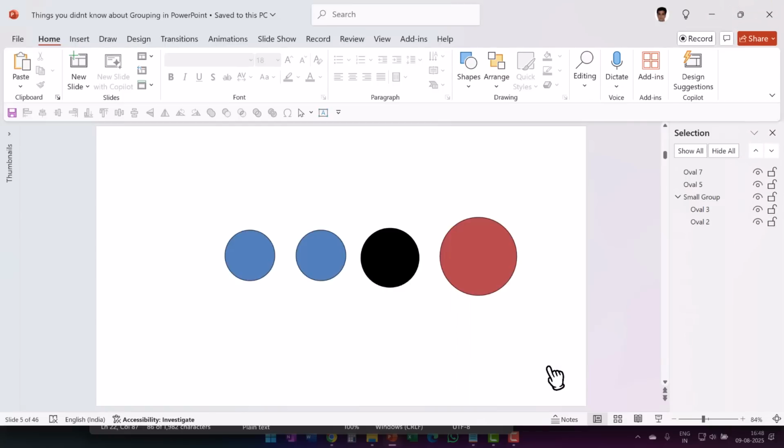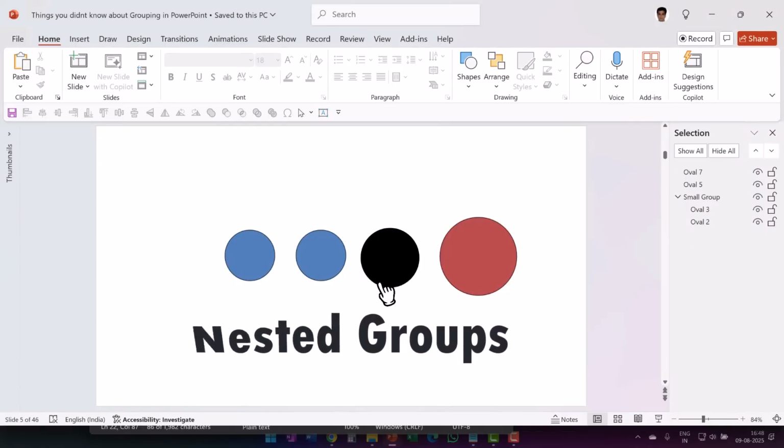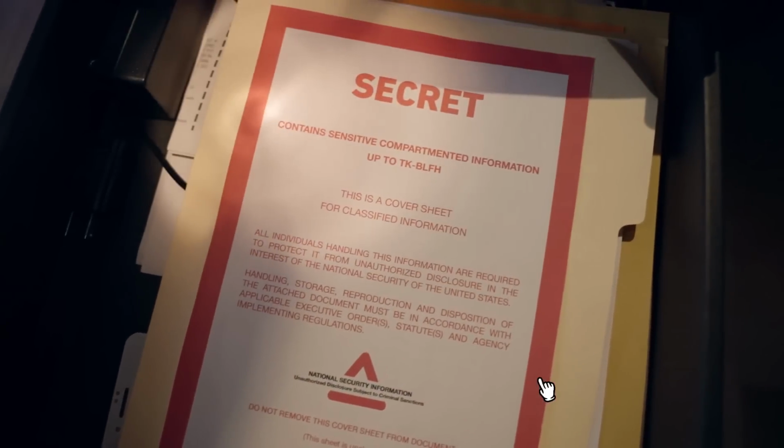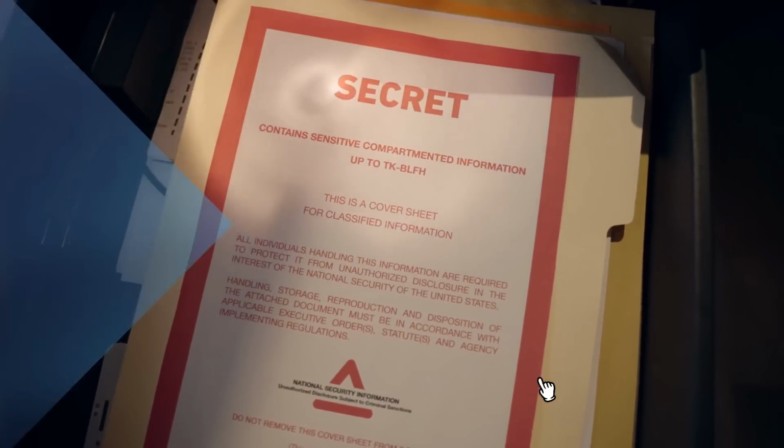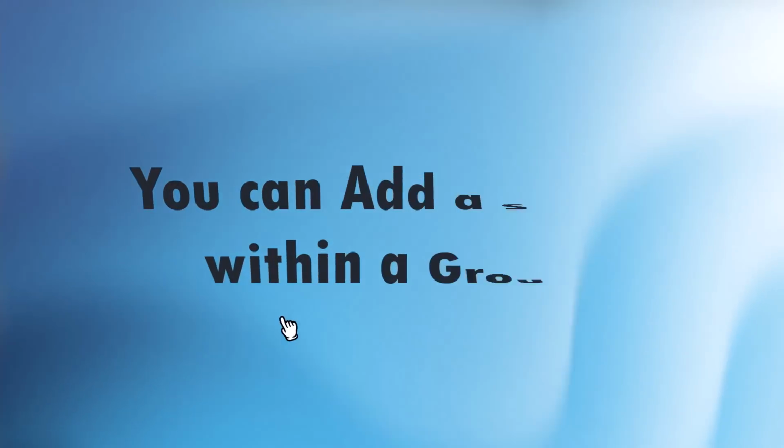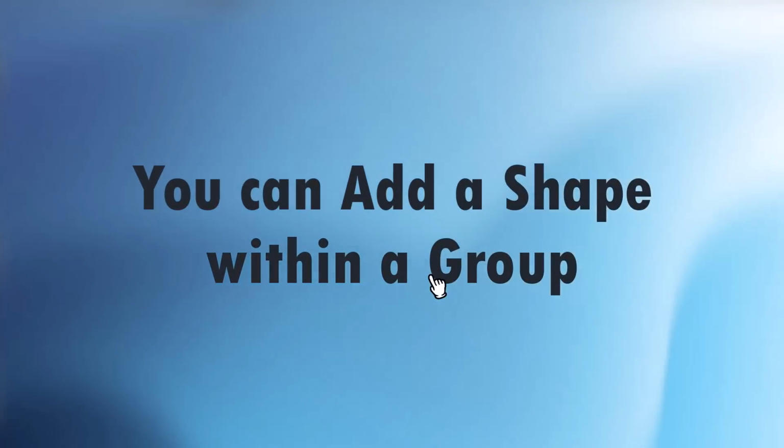So whenever you create complex graphics, remember to use the power of nested groups. Let's go to the next hidden capability of the grouping function. Very few people know that it is possible to add a shape within a group.